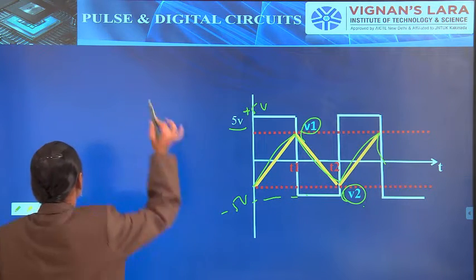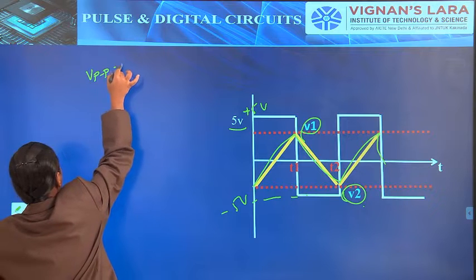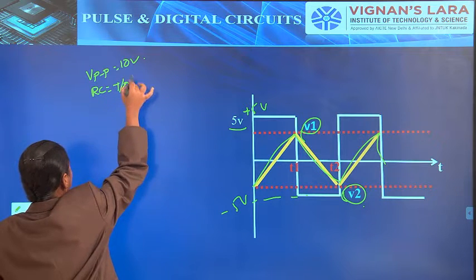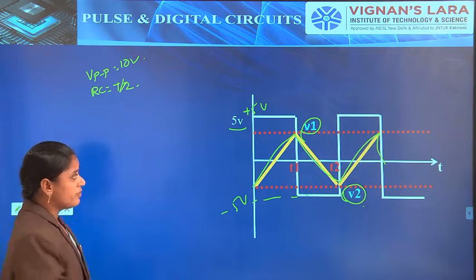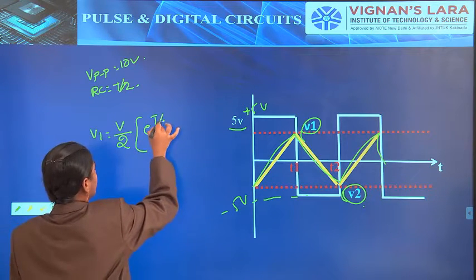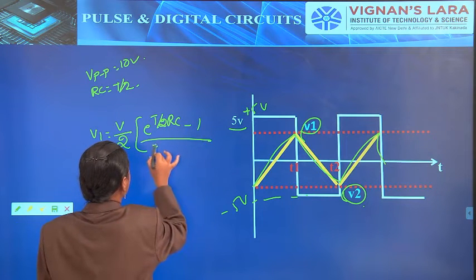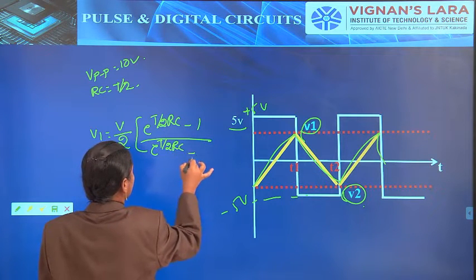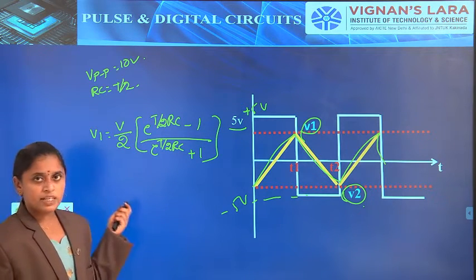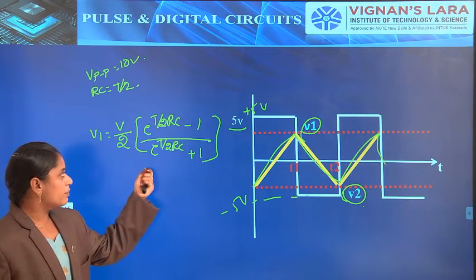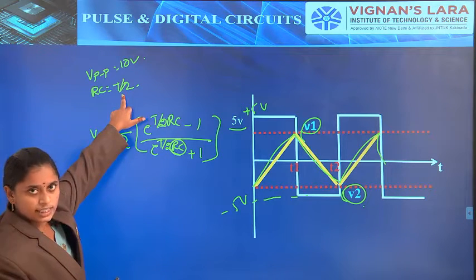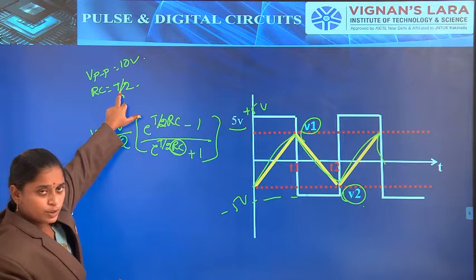So the given data is the input peak to peak V of 10 volts and RC equal to T by 2. We know the formula: V1 is equal to V by 2 times (e power T by 2RC minus 1) by (e power T by 2RC plus 1). We know that RC is nothing but T by 2, as given in the problem, so we just have to substitute T by 2 in this equation.